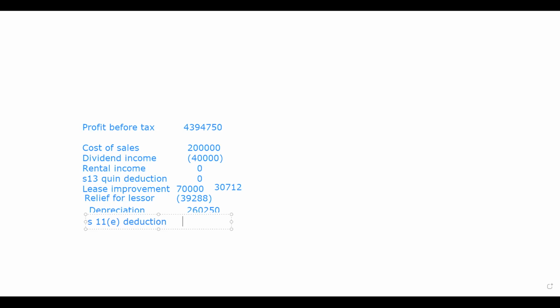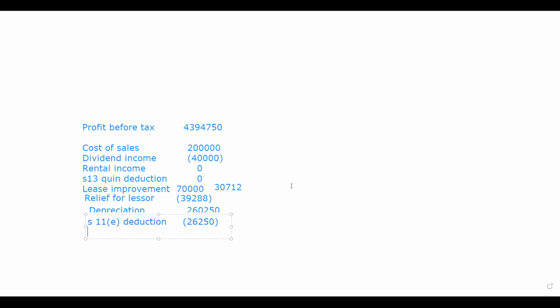So 210 multiplied by 2, divided by 4, times, you used it for 3 months, 3 over 12. And that gives us 26,250 as part of the deduction. That's basically the wear and tear. We can continue.